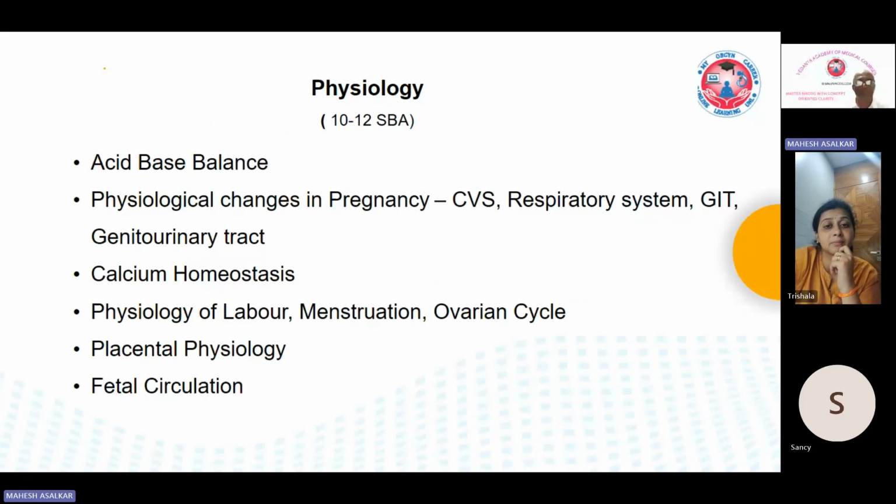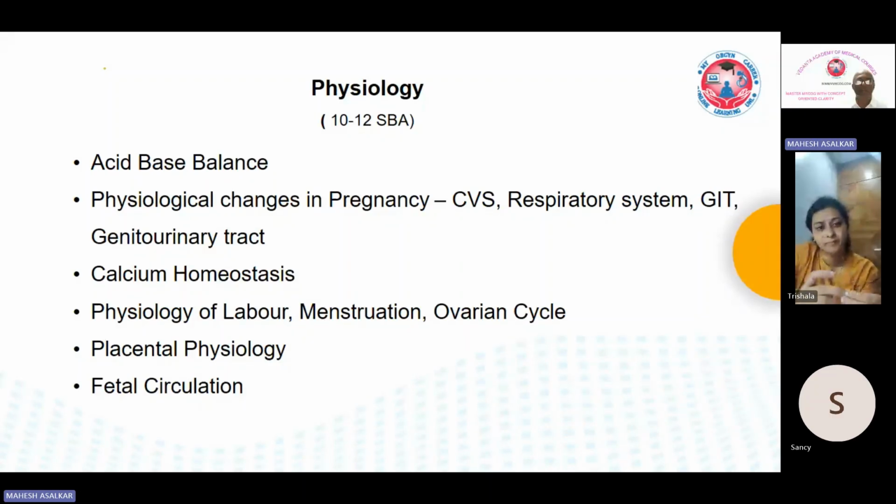Then physiology. In physiology: acid-base balance, various physiological changes in pregnancy like cardiovascular changes, respiratory system, GIT, etc. Calcium homeostasis they are asking, physiology of labor, menstruation, ovarian cycle, placental physiology, fetal circulation. These are the frequently covered concepts.